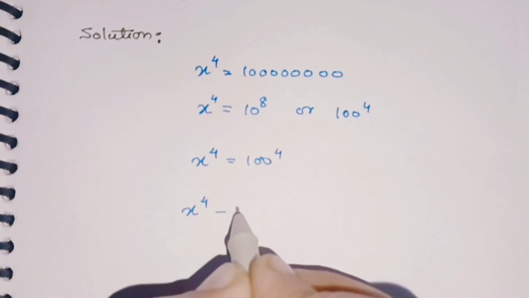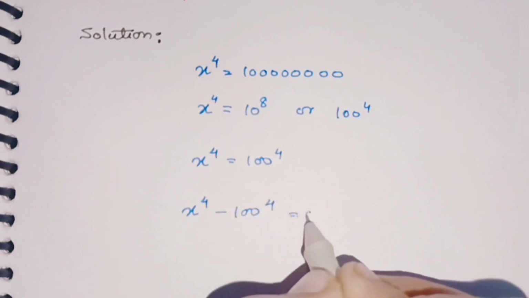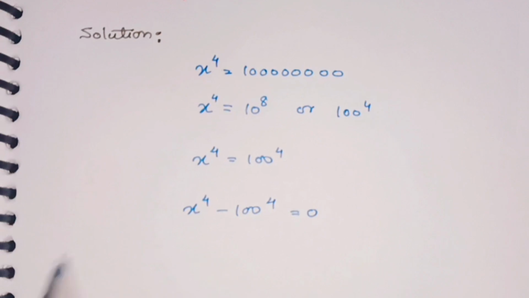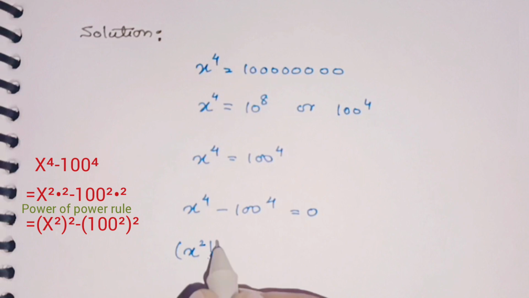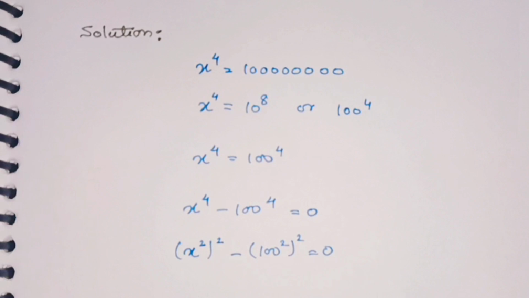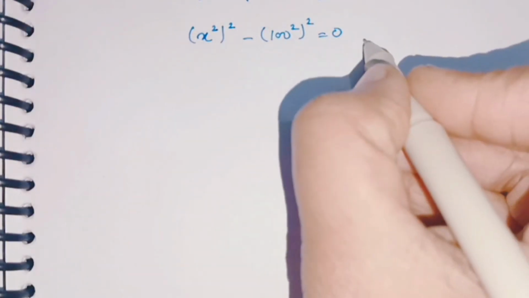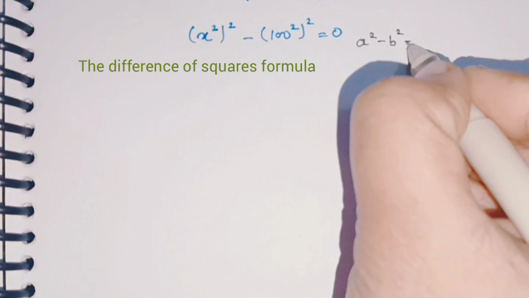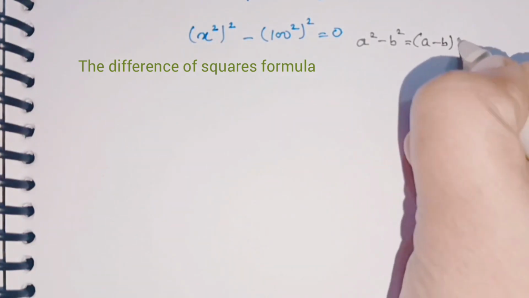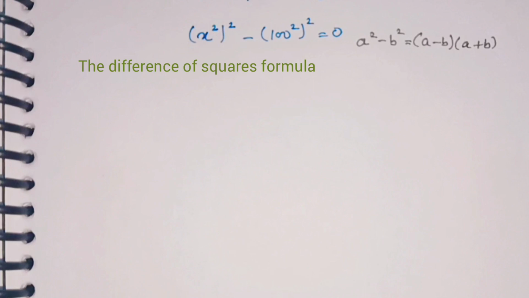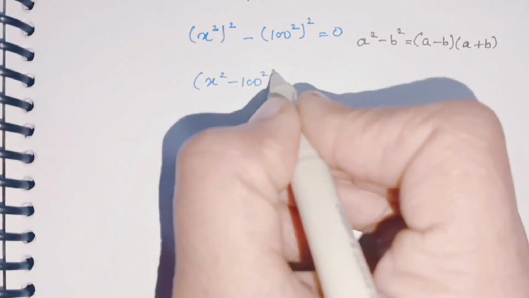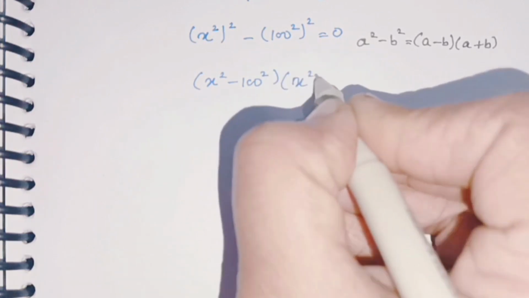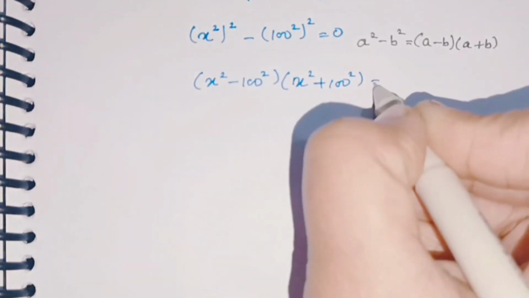Take this 100 raised to 4 on the left hand side, we get x raised to 4 minus 100 raised to 4 is equal to 0. Further, we can write it as (x square) whole square minus (100 square) whole square is equal to 0. It is similar to a square minus b square, so we can apply the difference of squares formula, that is a square minus b square is equal to (a minus b) into (a plus b). So this will be (x square minus 100 square) into (x square plus 100 square) is equal to 0.